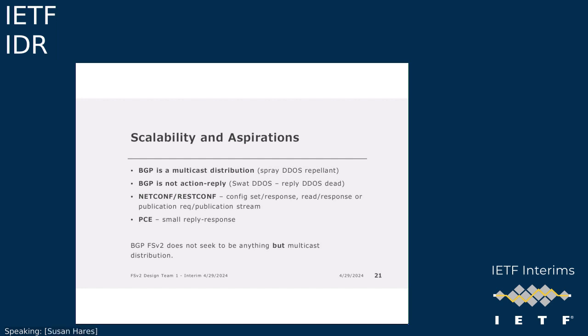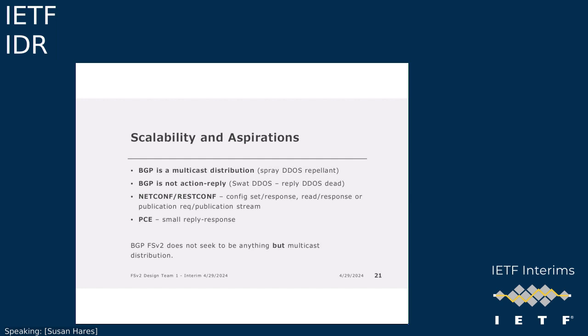Okay, what are our scalability and aspirations? First of all, there are three or four protocols that could put filters out. There's BGP, there's NetConf, there's RESTConf, there's PCE, and there are other ones that I probably don't know. I see that some of the new work for SAVNET or CATS or for APM may be looking at other ways. Well, one of the early foundational discussions we had is to realize what BGP is and what BGP isn't. Especially when you look at filters.